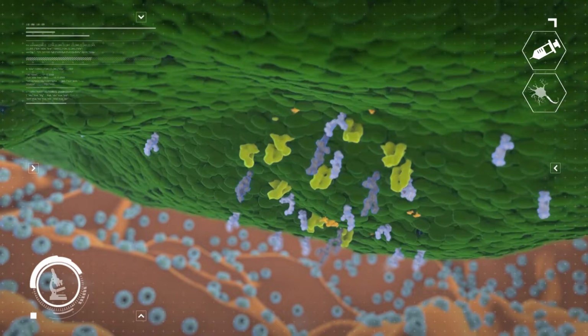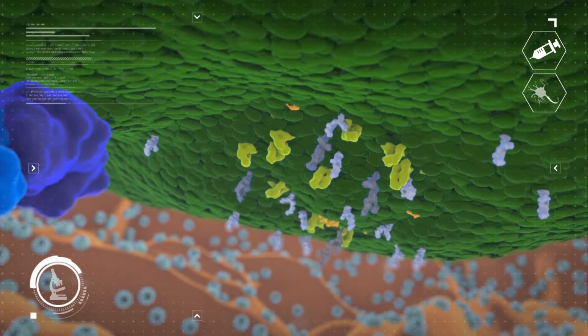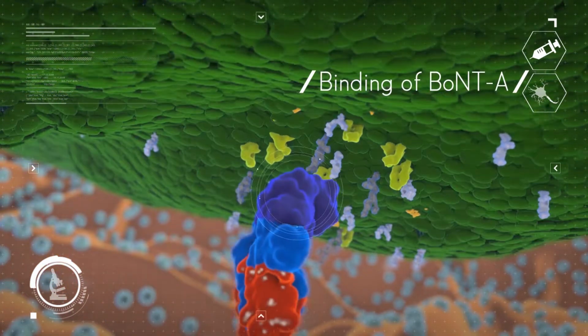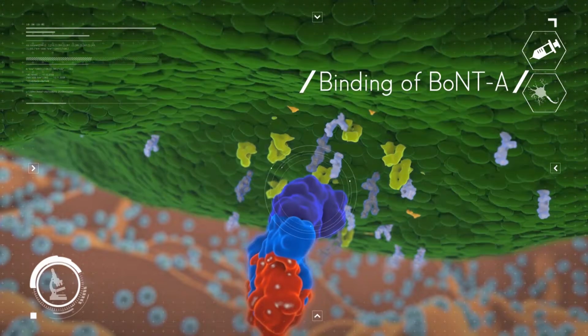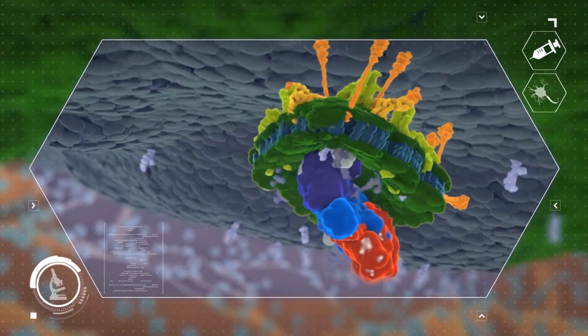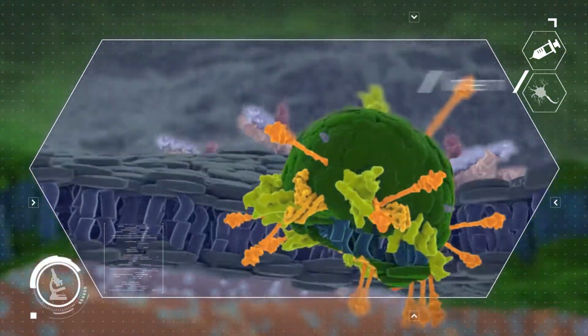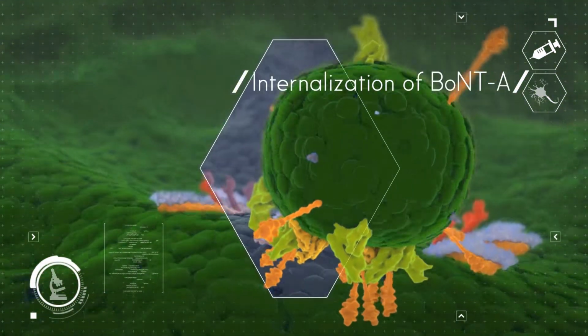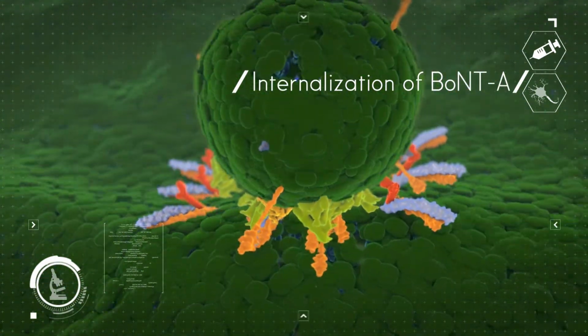Following this initial binding at the presynaptic membrane, the neurotoxin binds with very high affinity to a protein receptor on the surface of the junction. After completely binding, the molecule is internalized into the nerve ending in a vesicle made with the cell membrane.